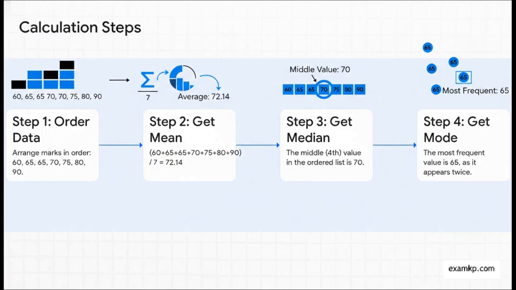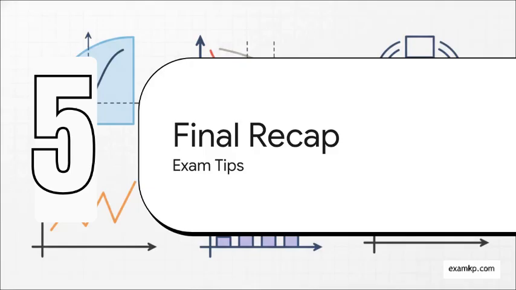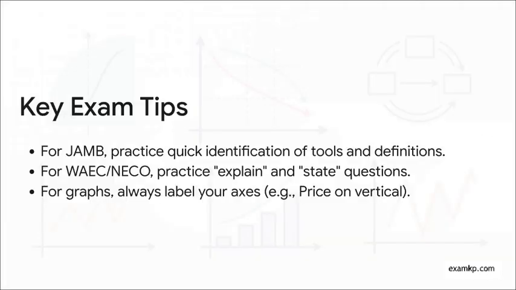Great work. Whew, we have covered a lot today. But before we wrap up, let's do a super quick recap of the most important points, just to make sure all this knowledge is locked in and ready for your exams. Okay, remember these key tips. For JAMB, it's a race against the clock, so speed and accuracy are everything. You have to drill those definitions until they're second nature. For WAEC and NECO, it's more about showing your understanding, so practice writing out your explanations clearly.